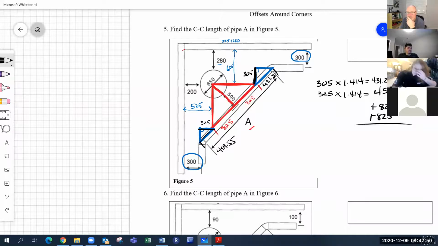I'm sorry, Doc, how did you get 325 there? The 525, you see this measurement right here, the 525? I think it's supposed to be 225. Yeah, that's what I have. Oh, it's 225. Oh, that's right. 225. And then my hypotenuse, I got 318.15 out of that. That's right. Thank you for speaking up. 318.15. And now we add all those together.